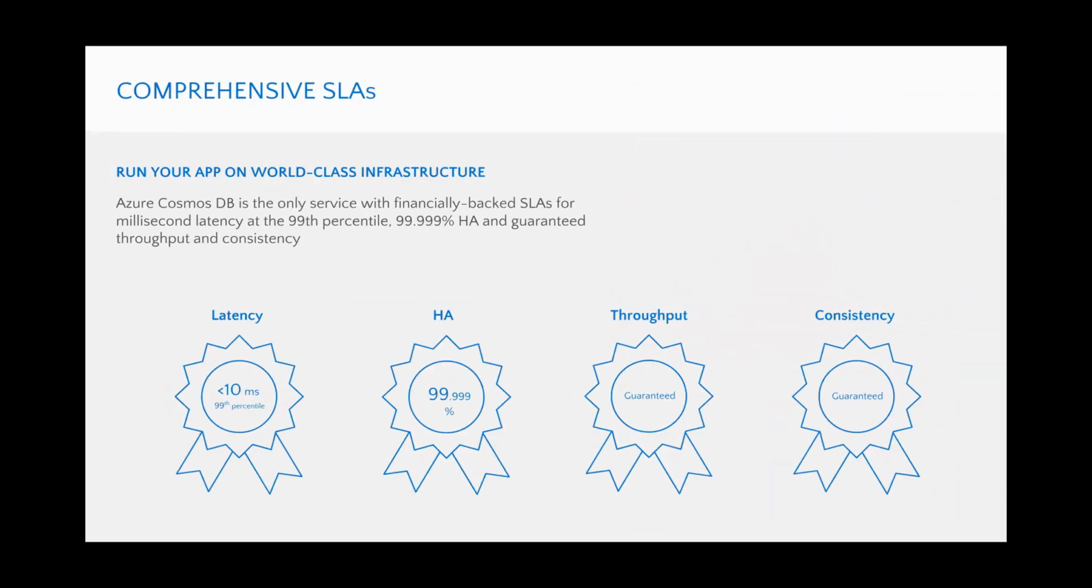And last but not least, we have a set of comprehensive SLAs, which means that we guarantee the following options. Otherwise, you will get your money back from Microsoft. This is latency, which is what we talked about, 10 milliseconds for 99% of the cases. Five nines of availability, which translates to 8 minutes per year in terms of downtime. Guaranteed throughput to the level that it was set, and guaranteed consistency to the level that it was set.